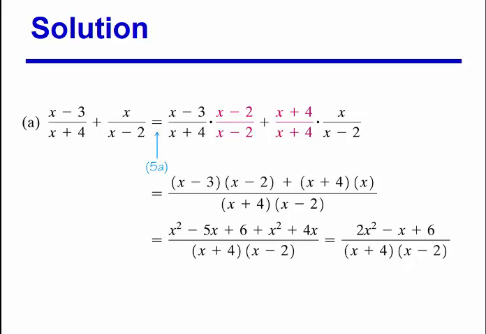And so we end up with (x − 3)(x − 2) + (x + 4)(x) over (x + 4)(x − 2). Now we can go ahead and multiply out the numerator, combine like terms, and then the final answer becomes 2x² − x + 6 over (x + 4)(x − 2).